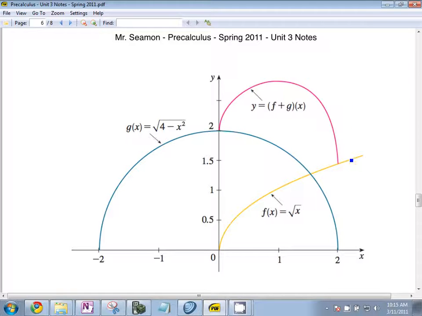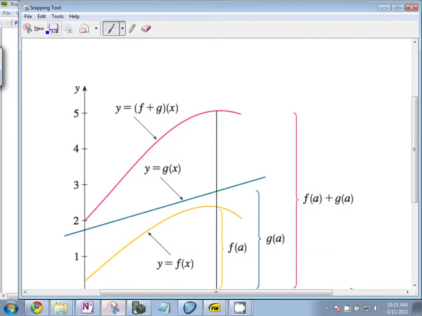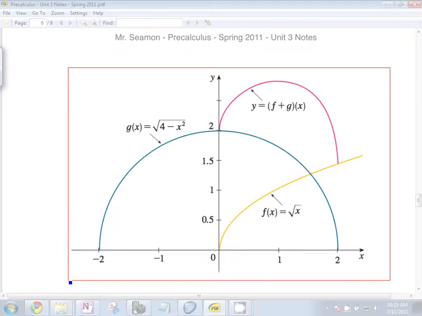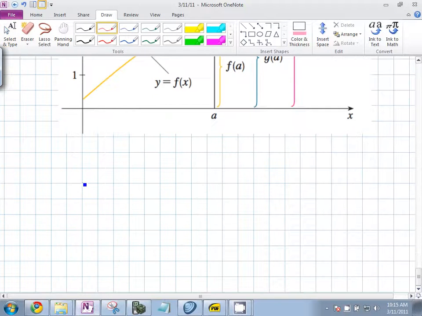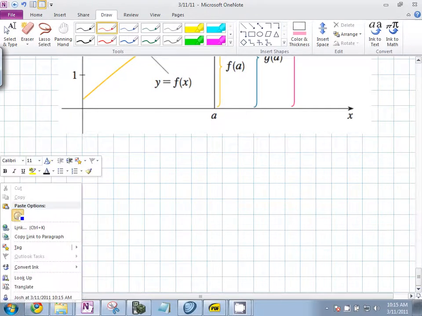Why does it start there? Why doesn't it start over here? It has to be the domain, right? What's the domain of the yellow function here? All the positive numbers, right? Let me clip this out. What's the yellow domain? Greater than or equal to 0, right?